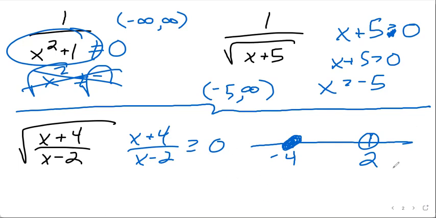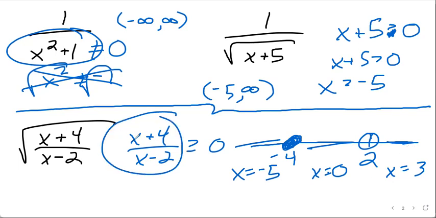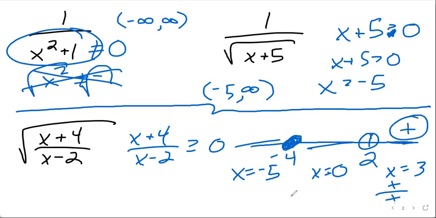From here, you would pick test points, before and after, and plug into the inequality. So you pick points like before and after, figure out if what's going on in those intervals is positive or negative. So I'm just picking random points for each section. Plug in a 3 into here. 3 plus 4 is positive. 3 minus 2 is positive. Positive divided by positive is positive.